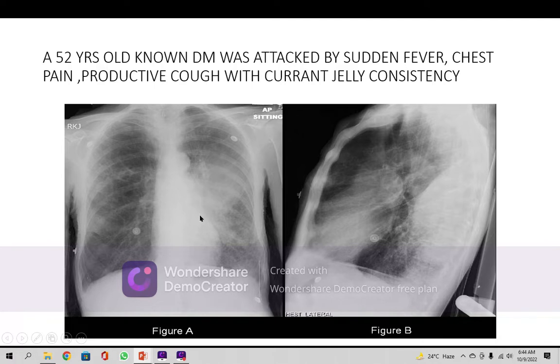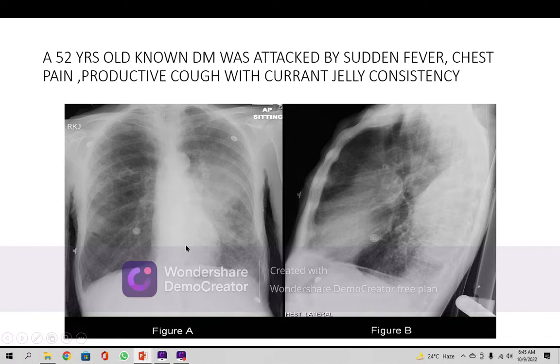Silhouette sign is not positive, so it is a limited one in the lung, and the pleura is not involved in this condition. If the pleura is involved, the silhouette sign will be positive. Now, depending upon the findings and the scenario, I will do the left lateral view. I will go for HRCT, and I will go for the sputum AFB, culture and sensitivity, GeneXpert.